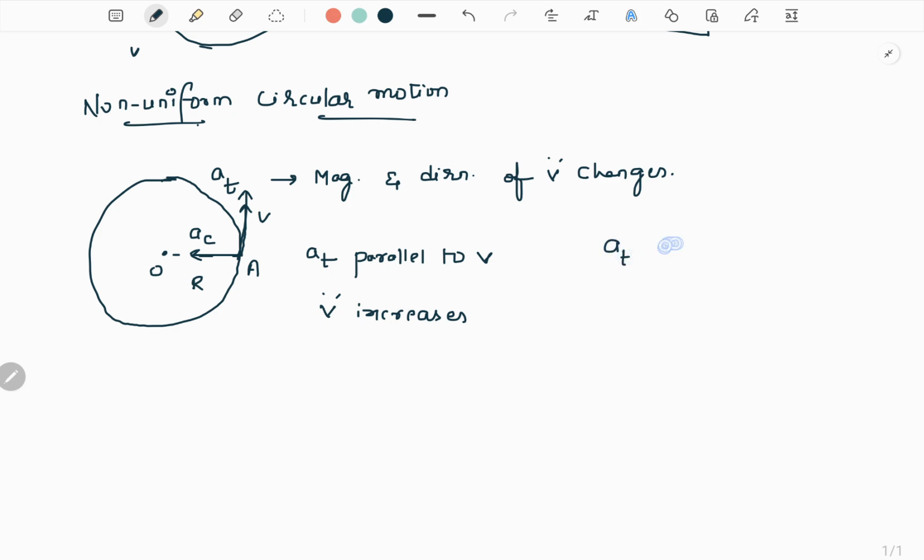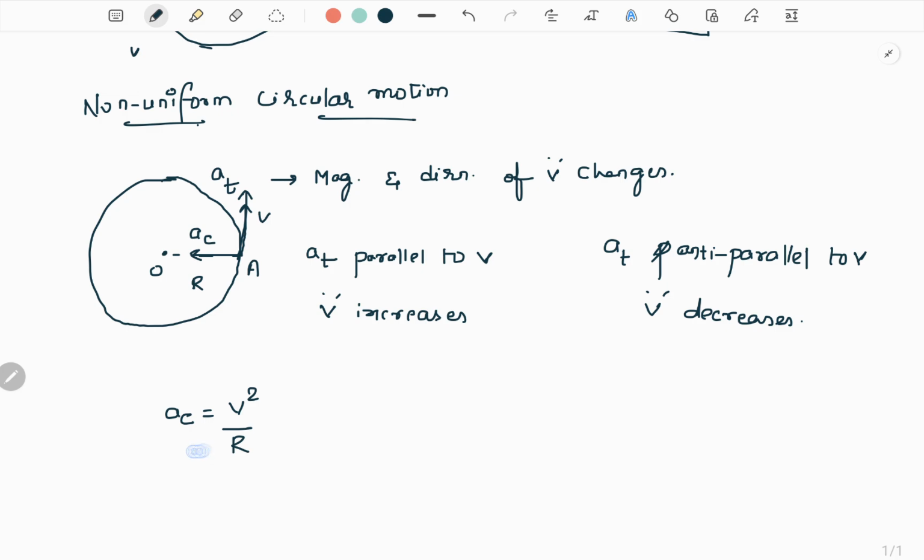If AT, the tangential component, is anti-parallel to v, then what would happen to v? v would keep on decreasing. So that is AT parallel to v, and AT anti-parallel to v. How do we find the magnitude of both of them? The centripetal component of acceleration at that particular instant is given by v square by r.